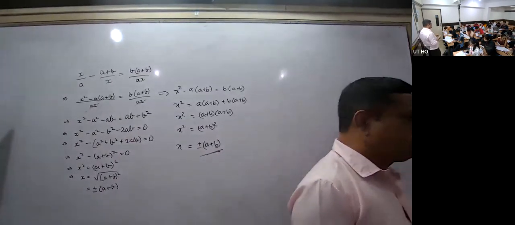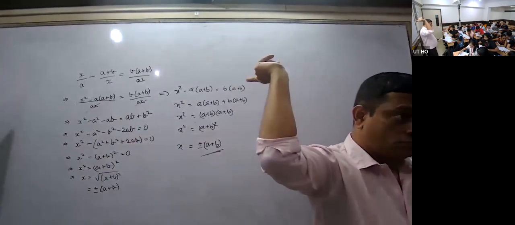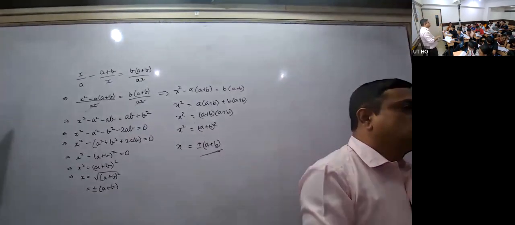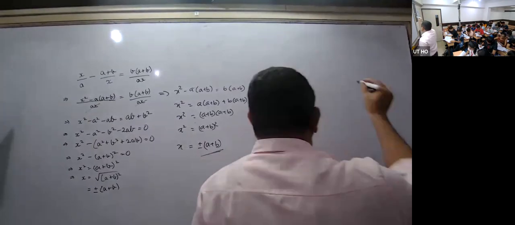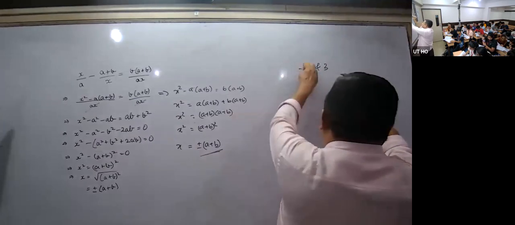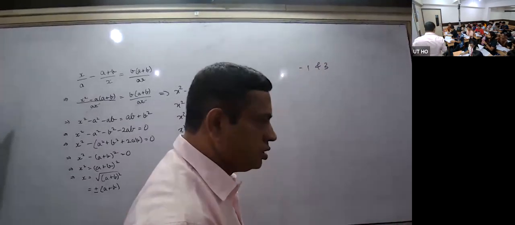Read the next question. You're done? Minus 1 and 3 are the roots of x square plus px plus q. Find the value of p and q now.